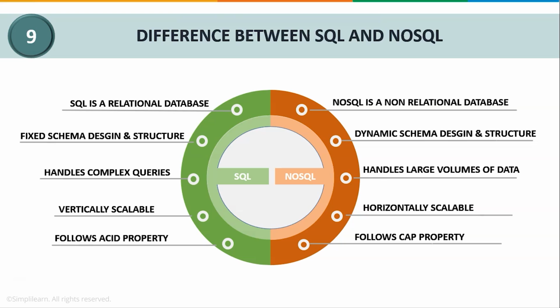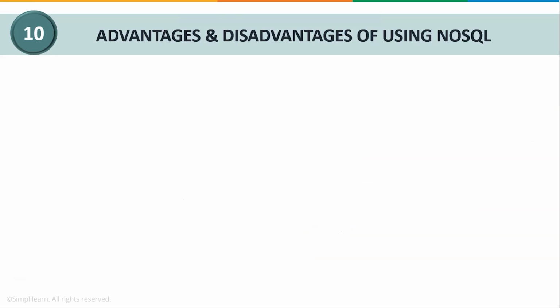Whereas NoSQL follows the CAP properties, that is consistency, availability and partition tolerance.